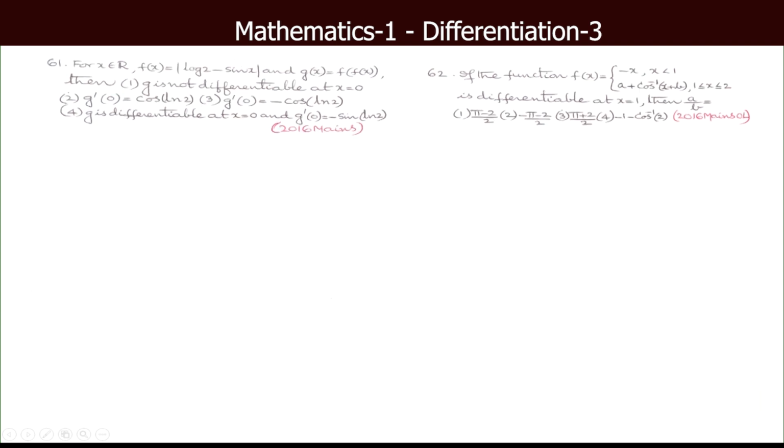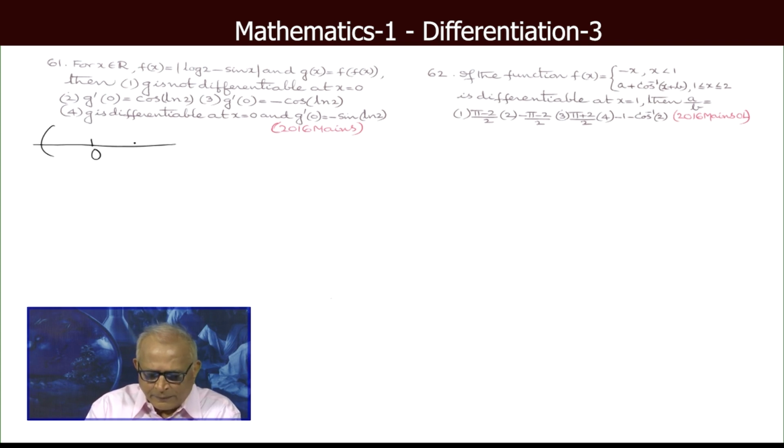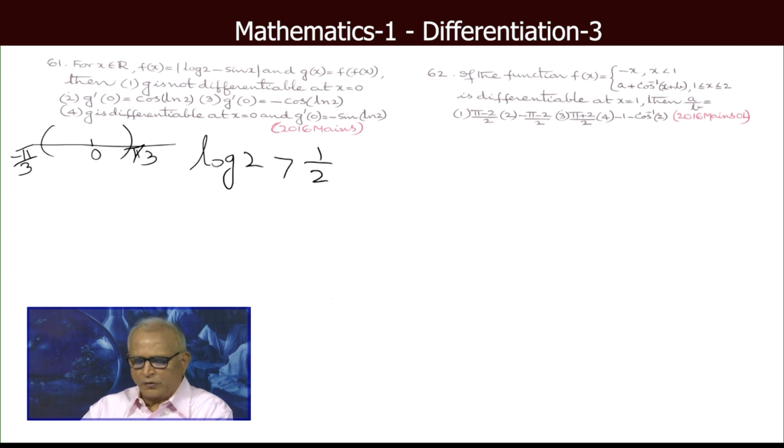2016 mains. For x belongs to R, f(x) equal to mod of log 2 minus sin x and g(x) equal to f of f(x). Then, what can be said about the derivative of g at x equal to 0? X equal to 0 means you take a small neighborhood of x, say minus pi by 3, pi by 3. Sin x is always less than log 2 because log 2 is greater than half. I hope I am clear.